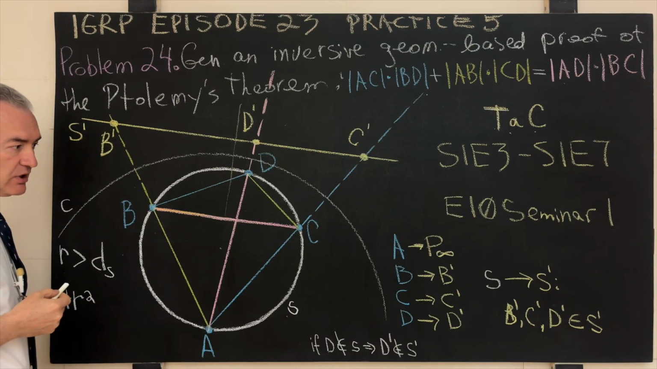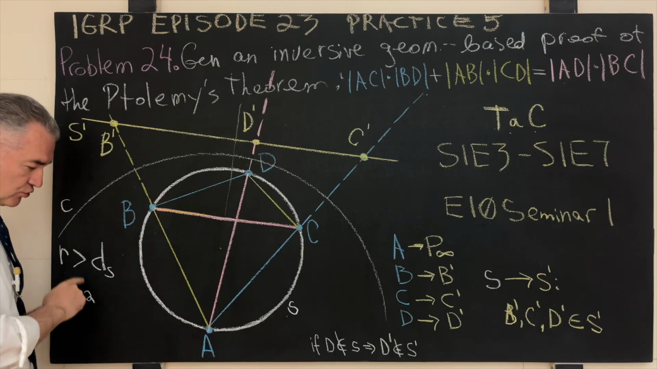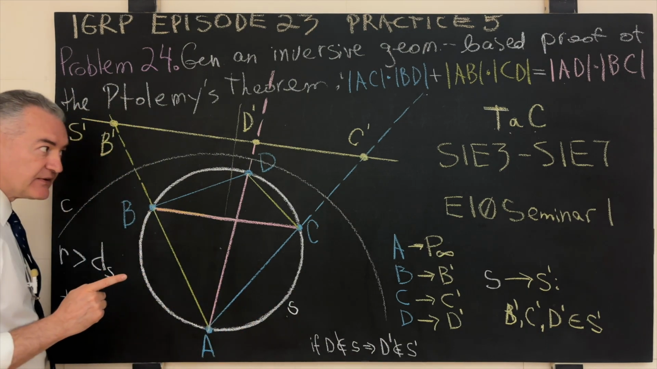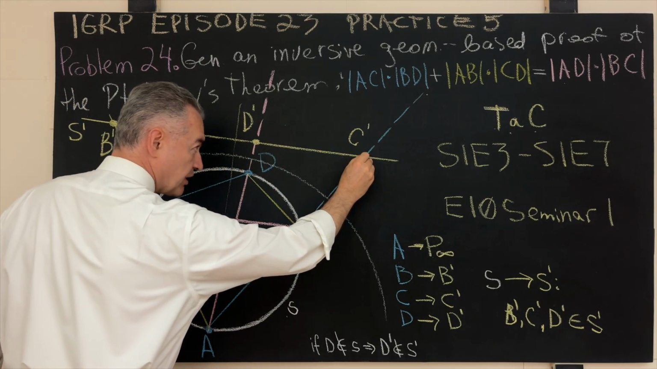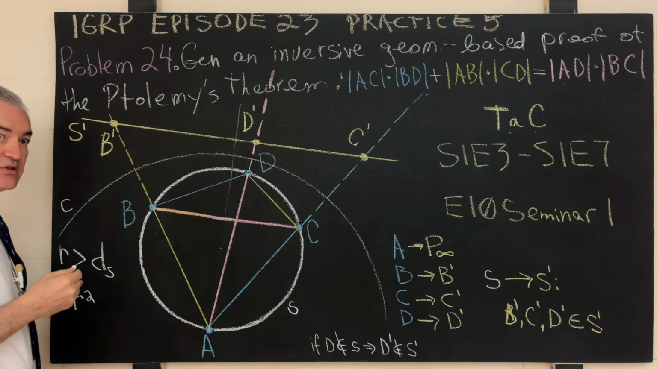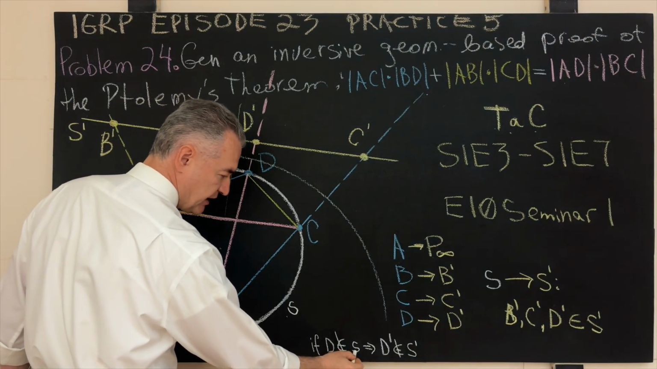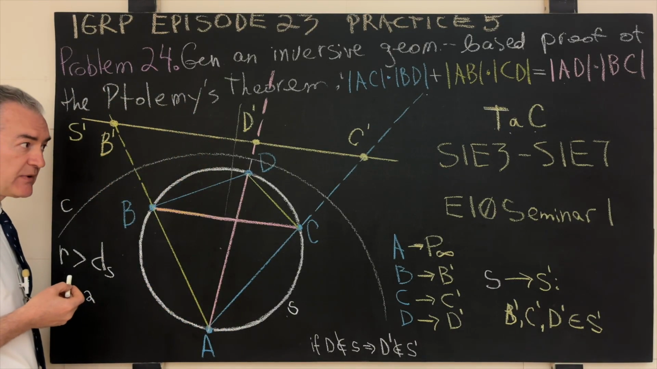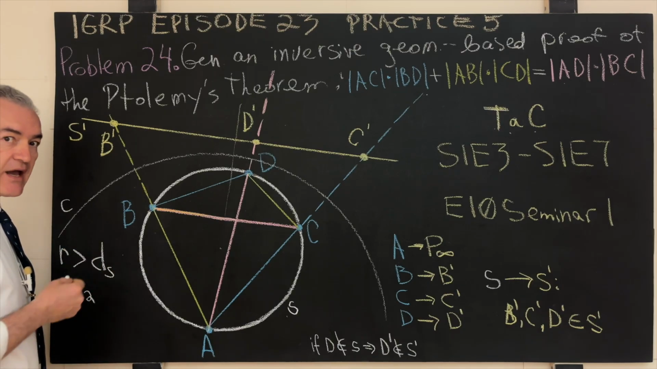Consequently, we now have the following statement. Four points, A, C, D, B, under the chosen inversion, belong to one and the same circle S if and only if the points B prime, D prime, and C prime belong to one and the same straight line, which we named S prime. And if the point D does not belong to the circle S, then the point D prime does not belong to the straight line S prime. And the question now is, how do we convert these observations into actionable mathematics?